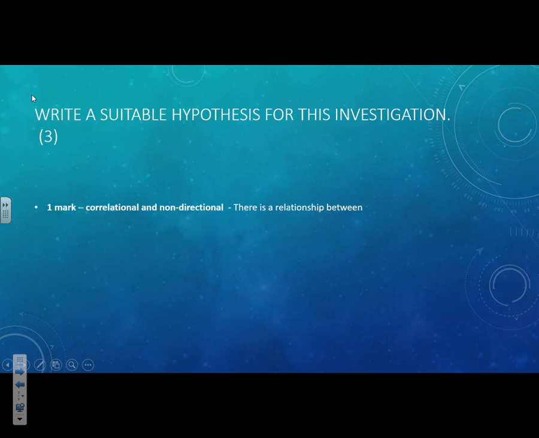Write a suitable hypothesis. 1 mark for a correlation and non-directional. So there'll be a relationship between. If you've said there'll be a positive or a negative relationship, or no relationship, no marks. If you say there will be a relationship between, then you get a mark.